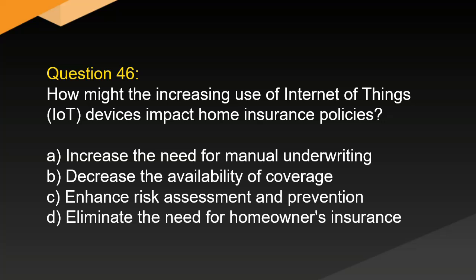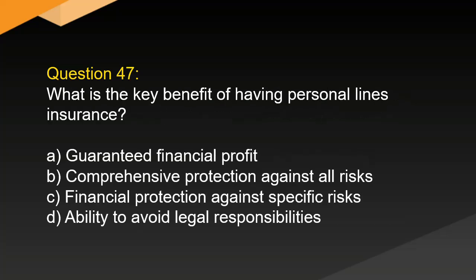A. Increase the need for manual underwriting. B. Decrease the availability of coverage. C. Enhance risk assessment and prevention. D. Eliminate the need for homeowners insurance. Question 47. What is a key benefit of having personal lines insurance?